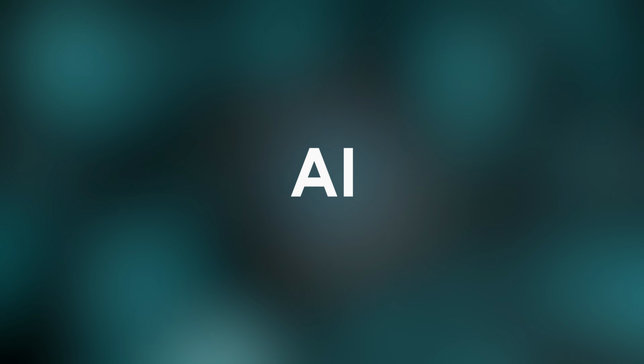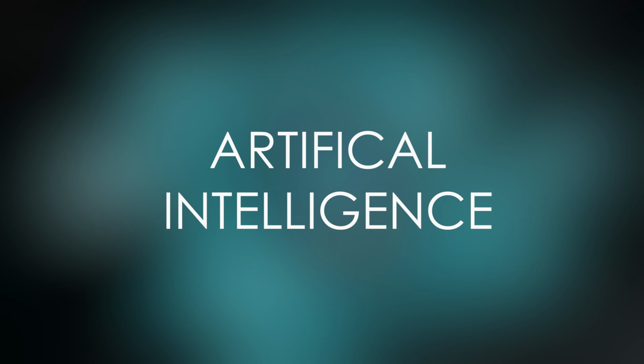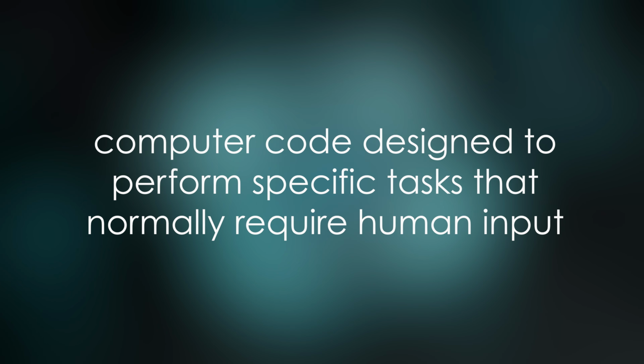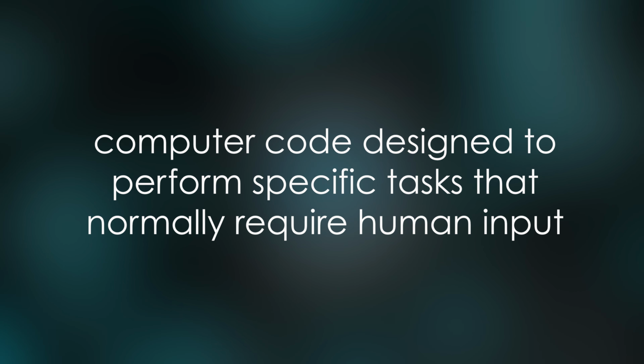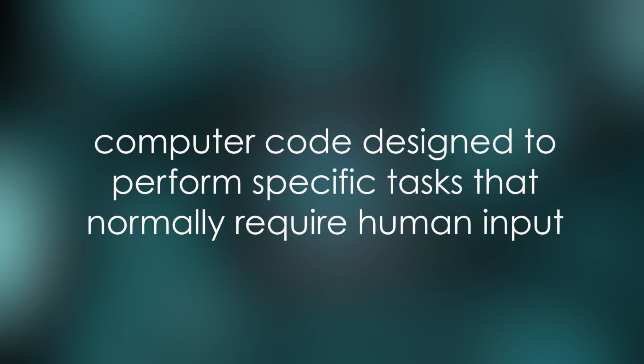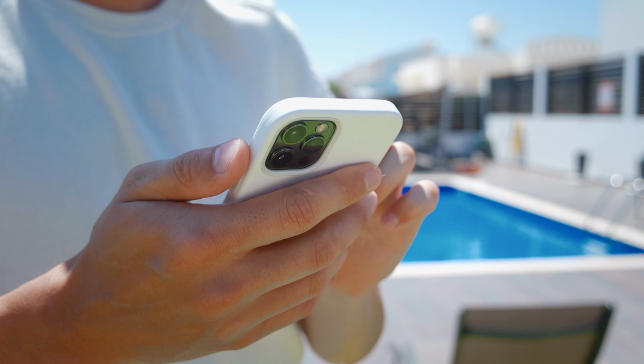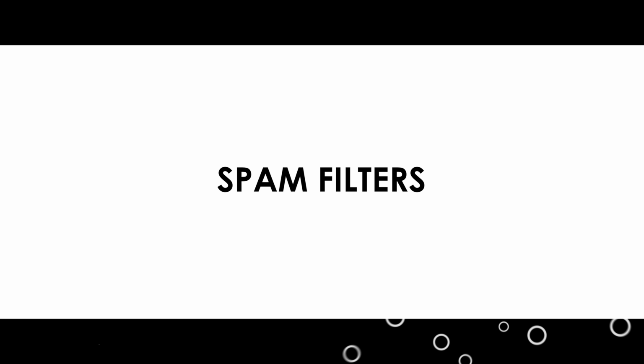So first up, AI. As most everyone knows, AI stands for artificial intelligence. And at its core, it's basically computer code designed to perform specific tasks that normally require human input. So, what are some examples of regular old AI in our everyday lives? Here are 5. Spam filters.